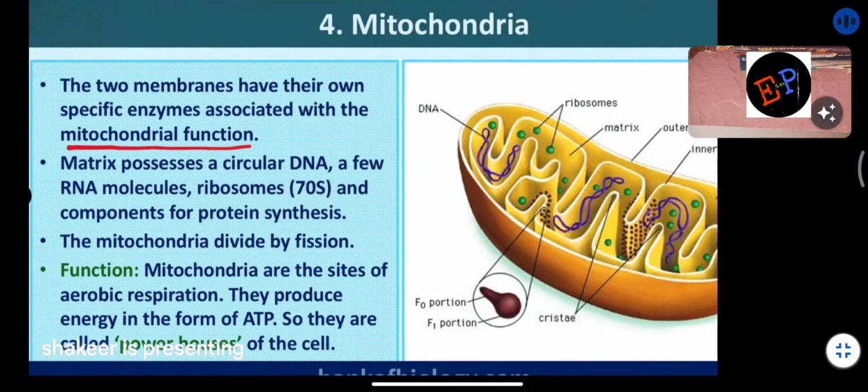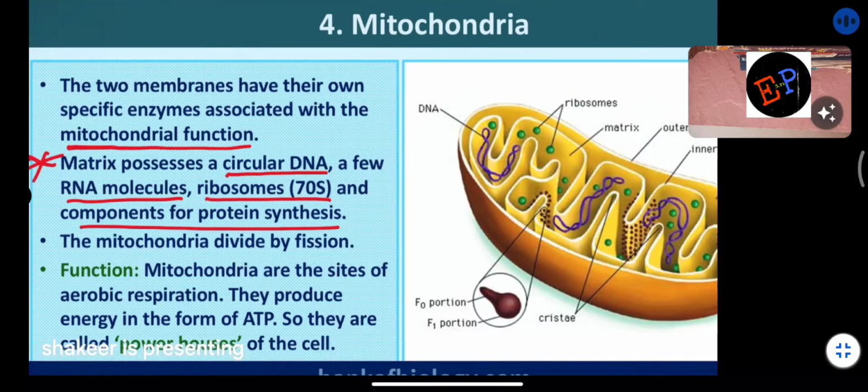So the matrix possesses a circular DNA. And where is the matrix present? The matrix is present in the inner membrane. So it possesses a circular DNA, which is round in shape. Few RNA molecules are also present. 70S ribosomes are present, and components for protein synthesis. So these are the different parts which are present in the matrix.